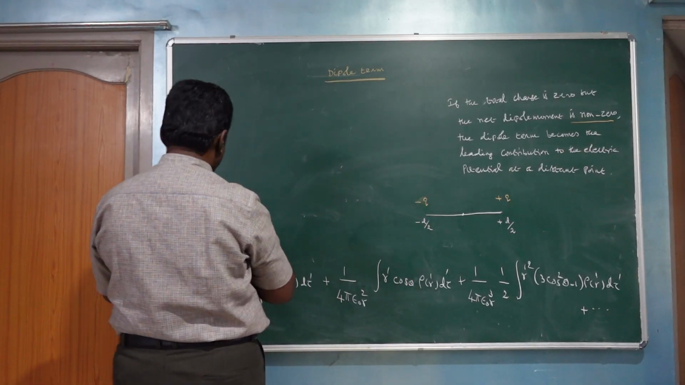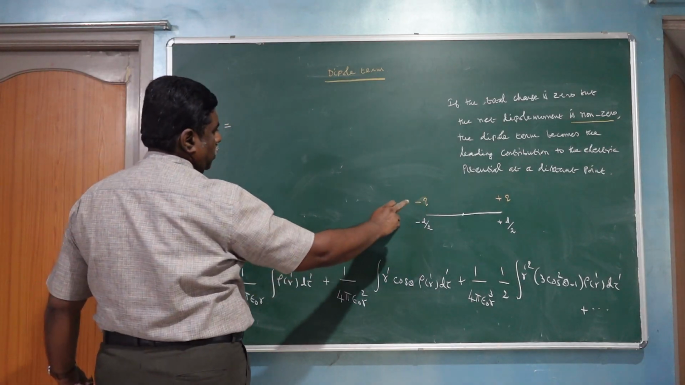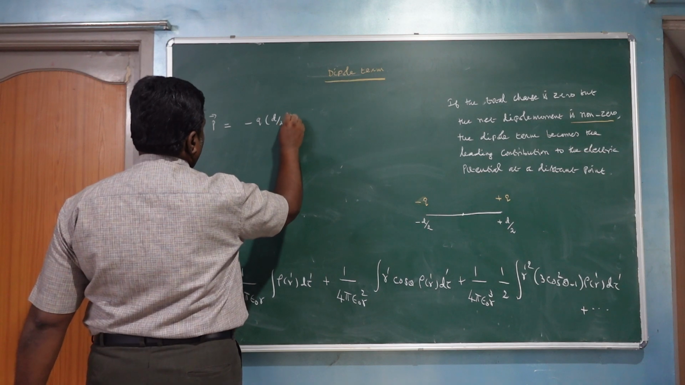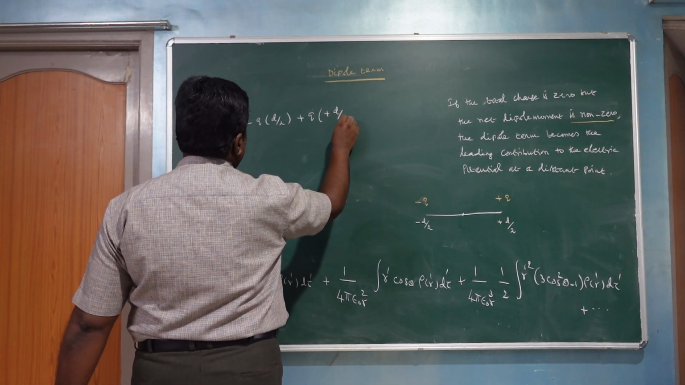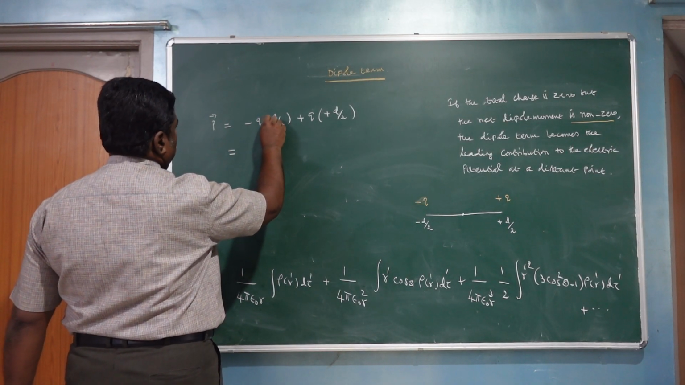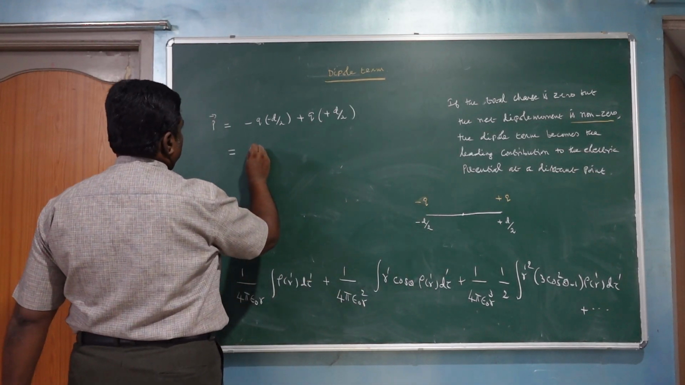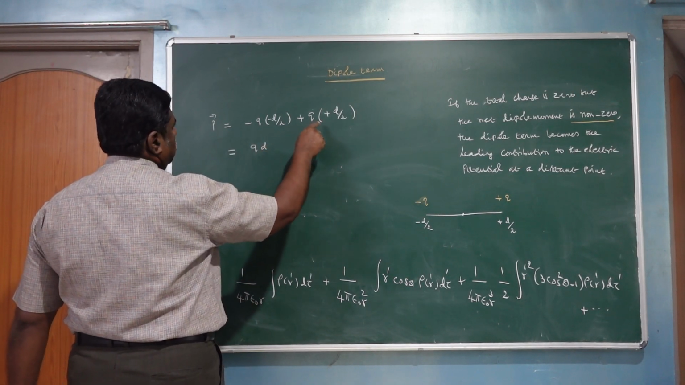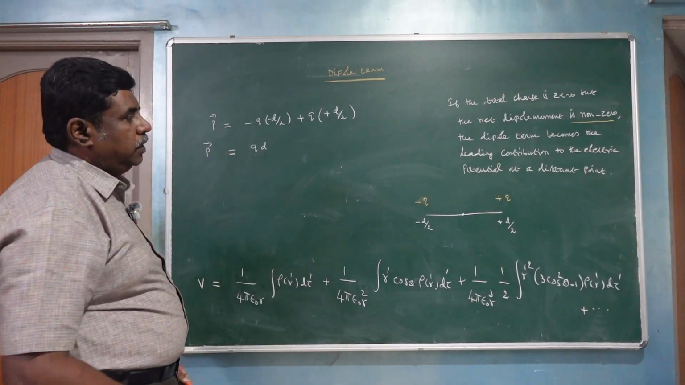Here P equal to minus q into d by 2 plus q into plus d by 2, which is equal to minus q into minus d by 2 plus q into plus d by 2, which is equal to qd by 2 plus q by 2, which is equal to q into d.